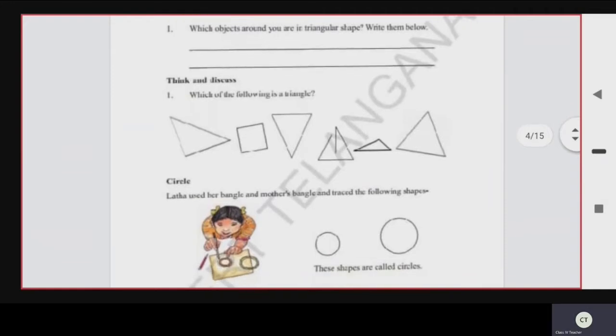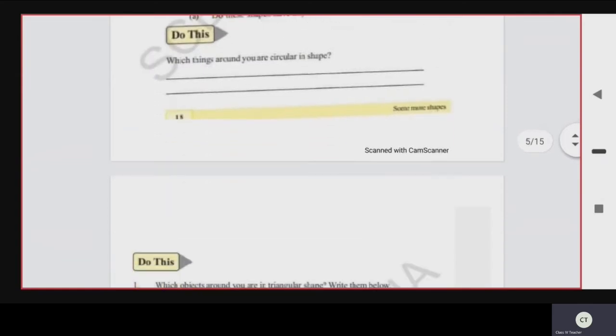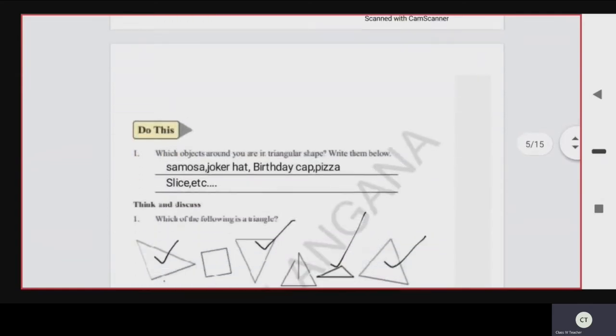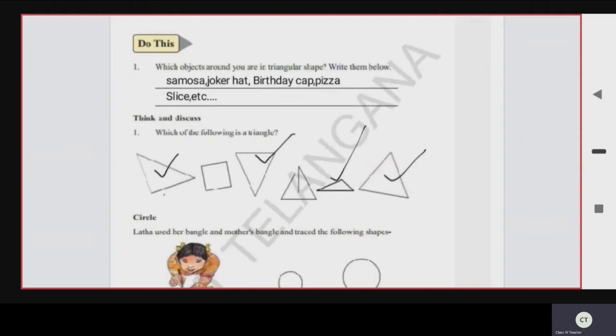Write them below. Okay. So triangular shape, you will be finding many objects beside you. Yes, some names let me say to you. Samosa which you eat, the joker hat, birthday cap, the slice of a pizza. Yes, these are some of the examples, children.